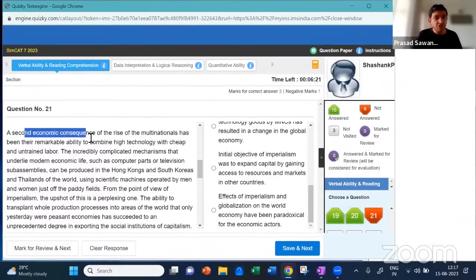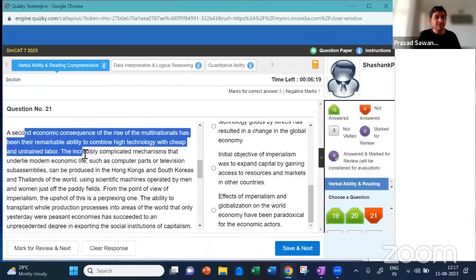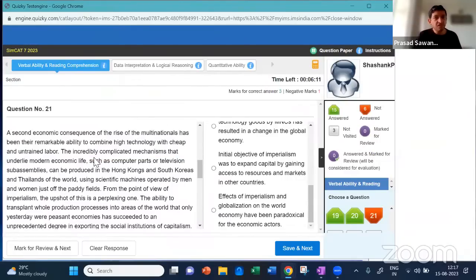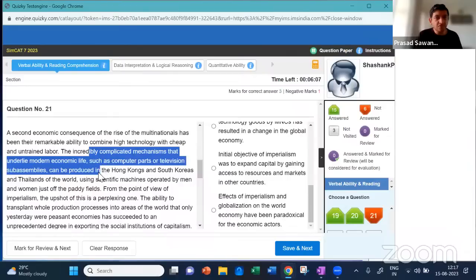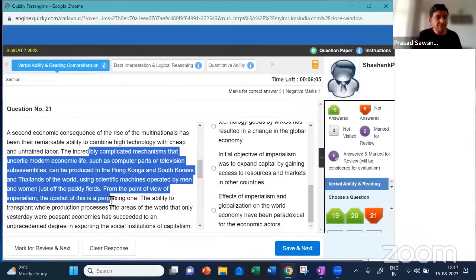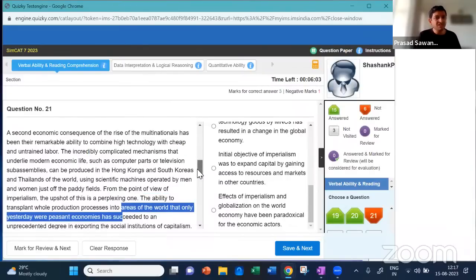Okay. A second economic consequence of the rise of multinationals has been the remarkable ability to combine high technology with cheap and untrained labor. High tech and cheap untrained labor. Fair enough. The incredibly complicated mechanisms underlie Hong Kong, South Korea, scientific machines operated by men and women, paddy fields. Okay, fair enough.